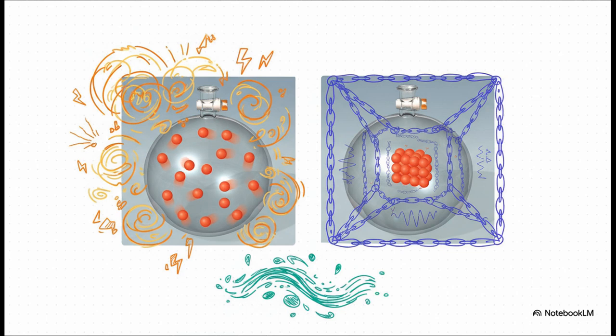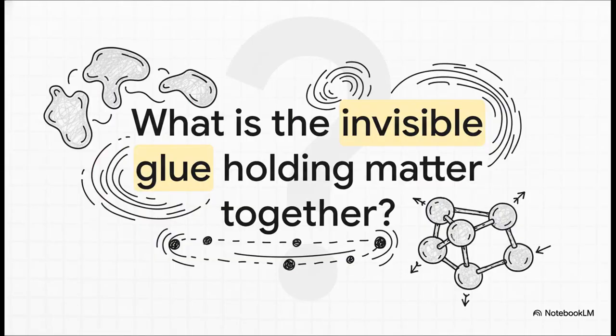On the left, you've got a gas. The particles have so much kinetic energy that they've totally won the battle against attraction. They're just flying around doing their own thing. But on the right, in a solid, attraction is the clear winner. Those particles are locked into this rigid, ordered structure, pretty much just vibrating in place. And liquids? Well, they're that beautiful, chaotic middle ground where particles are still held close, but they can slide past one another. Which brings us right back to our central mystery.